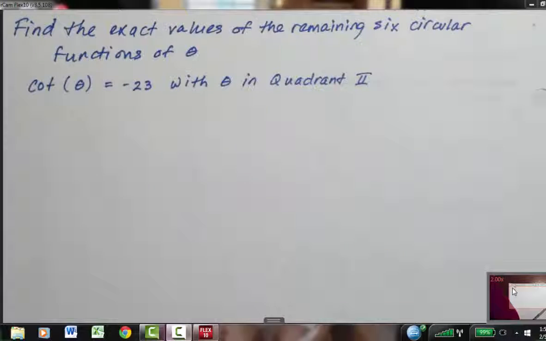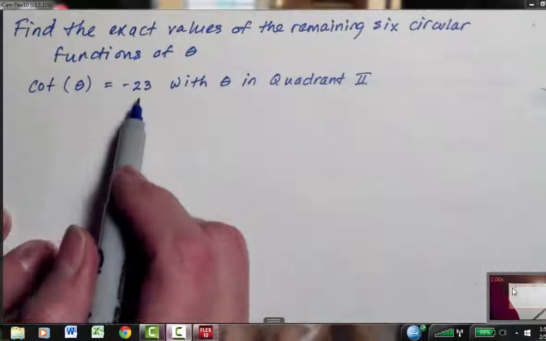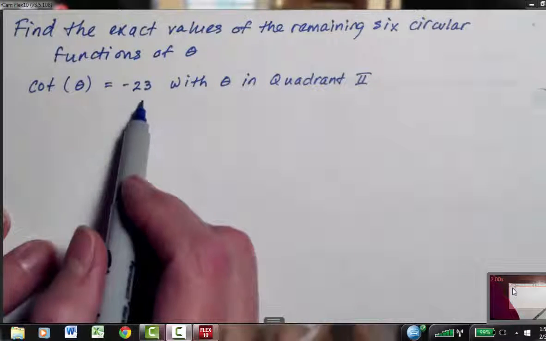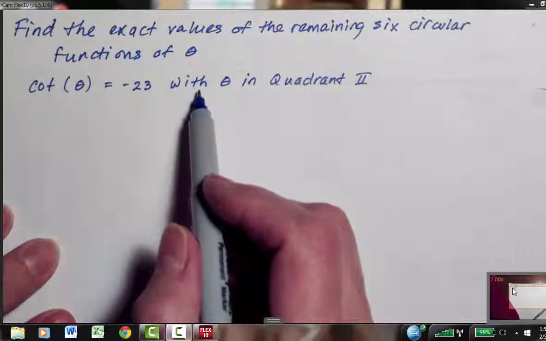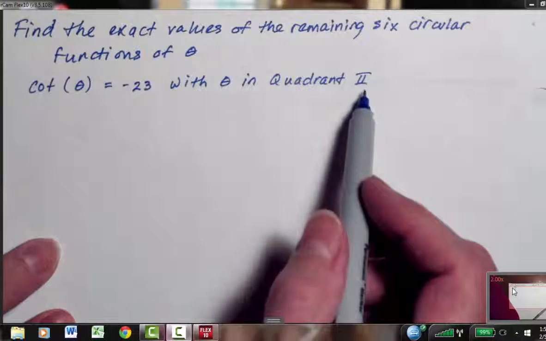On this particular problem, we're asked to find the exact values of the remaining 6 circular functions of theta. And we're going to look for the cotangent of theta, which is equal to negative 23. We have that. And then we're going to find the other 5 trig functions by using this information, which says that theta is in quadrant 2.